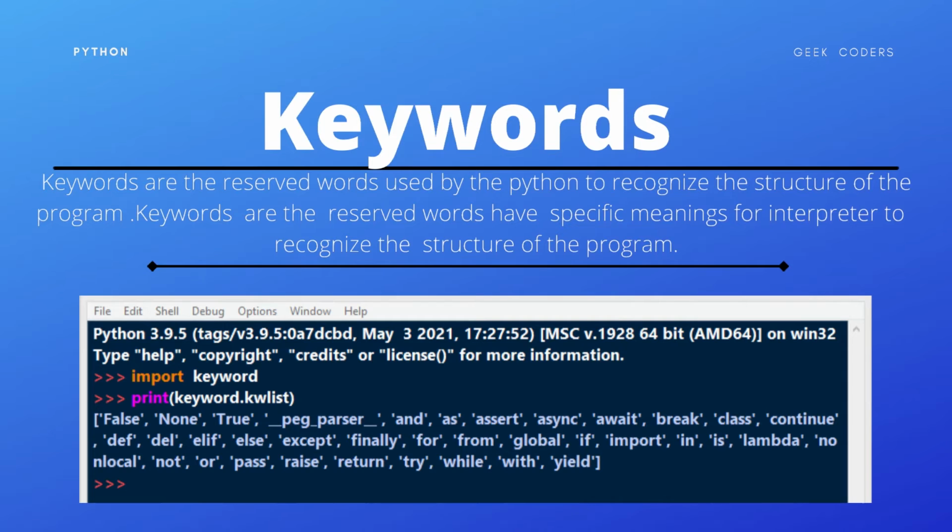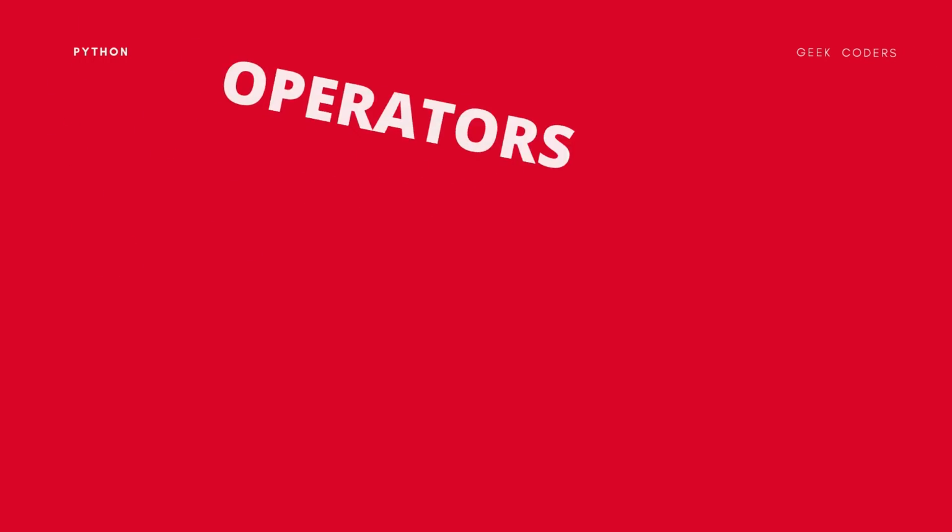Keywords. Keywords are the reserved words used by Python to recognize the structure of the program. Keywords are reserved words that have specific meaning for an interpreter. Keywords are the basics used to design the program. Also, these keywords cannot be used as variable names.